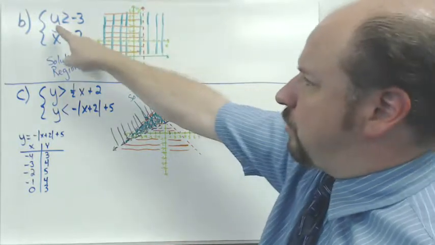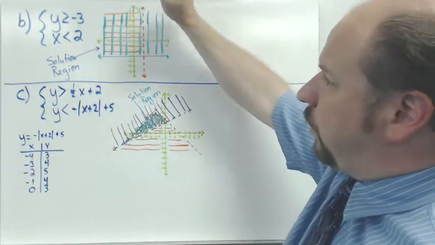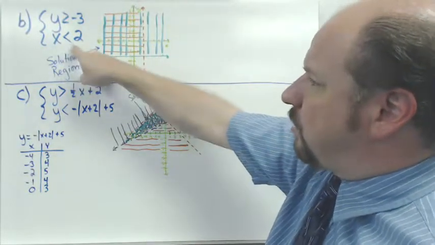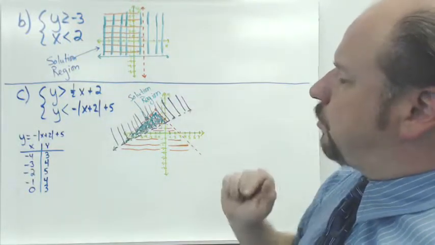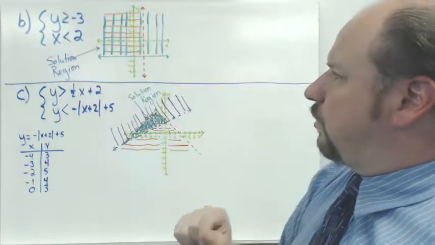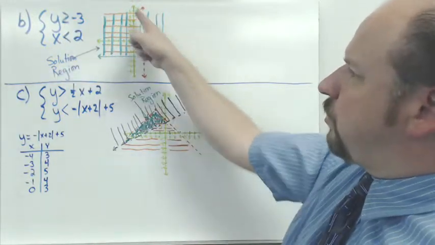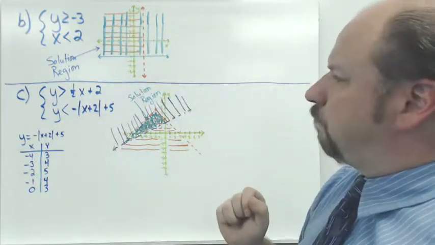0 in the y direction. 0 is bigger than negative 3, so that works. So we definitely shade above. And x is less than 2, so we have a dashed line. Remember, that's a vertical line at 2. And since it's less than, we're going to shade to the left of it. So our solution region is this region here where the two overlap once again.